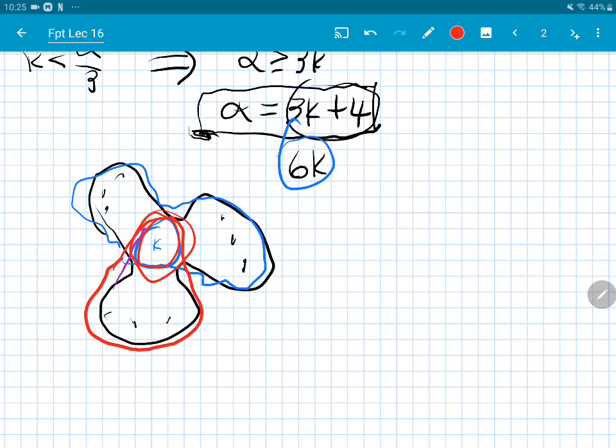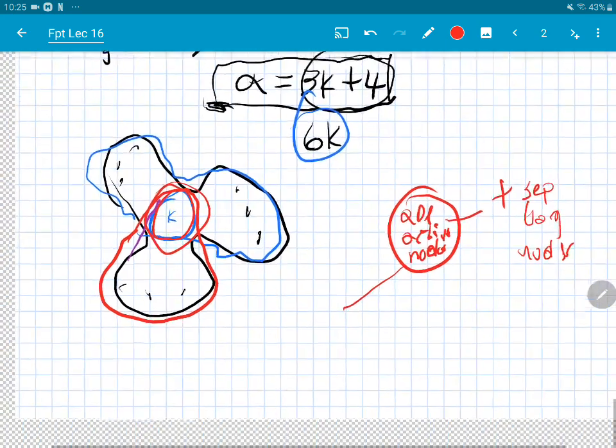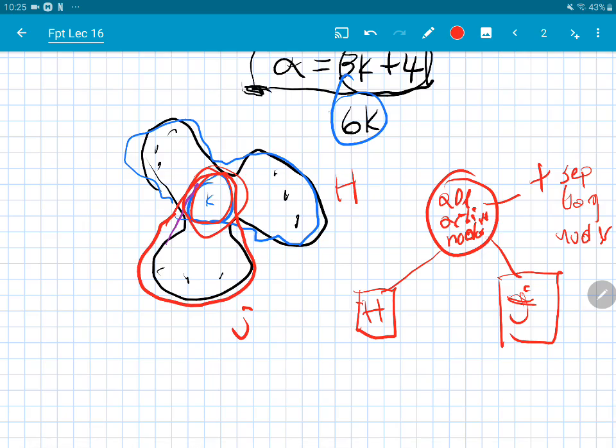Well, let's take all the active nodes, plus the separator bag nodes. So we create a bag for that, and then we just recurse on, let's call it H and J, the two pieces. Let's look at H. In H you take the bag nodes as active, and also of course all the active nodes that are inside it.